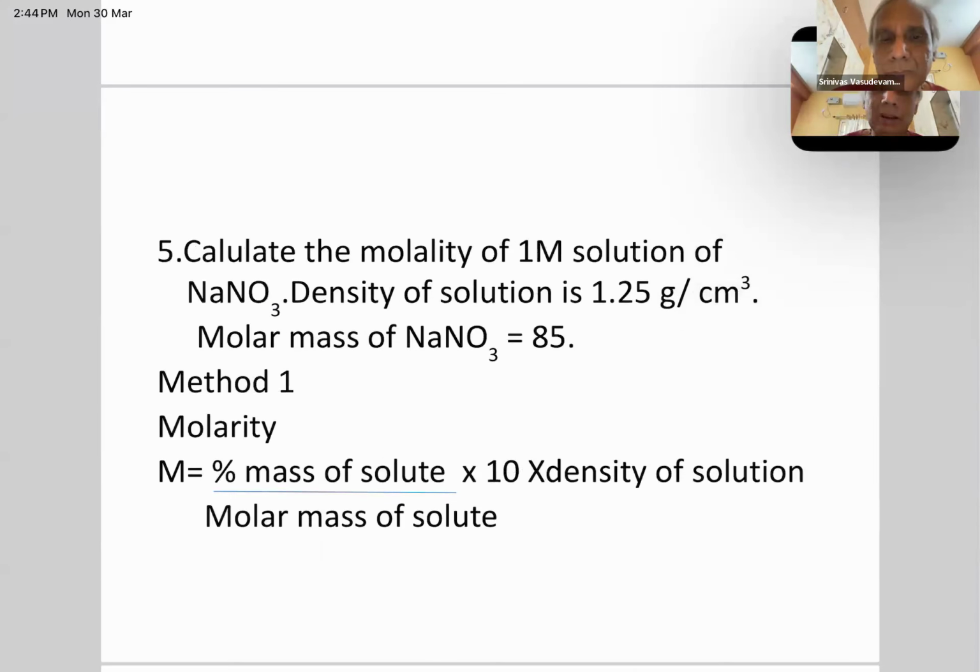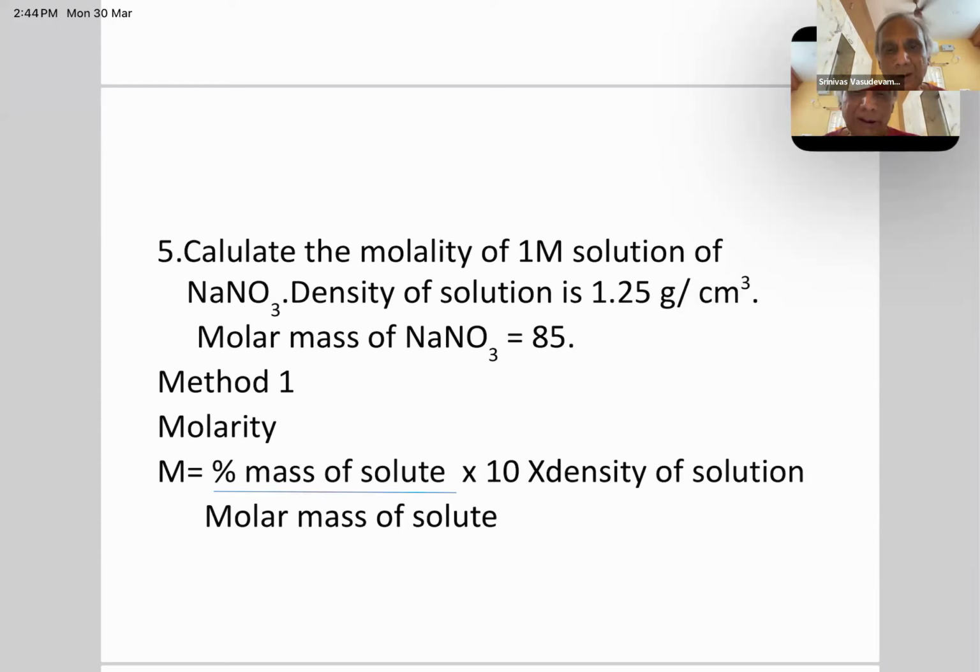Now you see, finding out the molality from molarity here. Calculate the molality of 1 molar solution of NaNO3. Density of solution 1.25 gram per centimeter cube. Molar mass of NaNO3 is 85. First method using the formula.